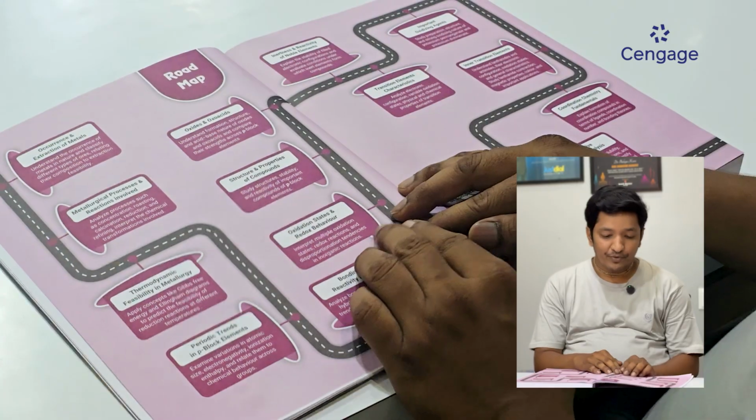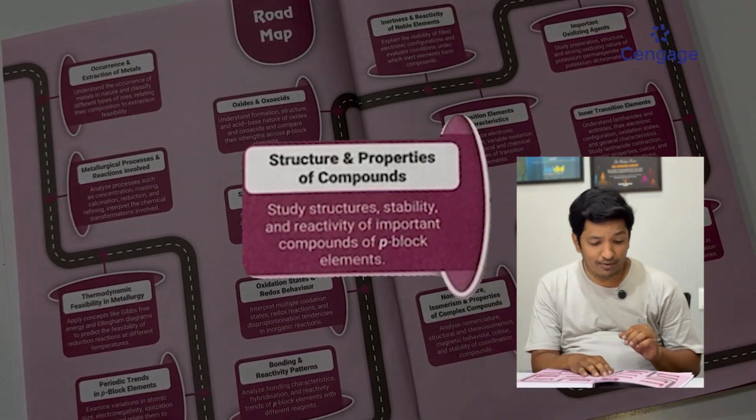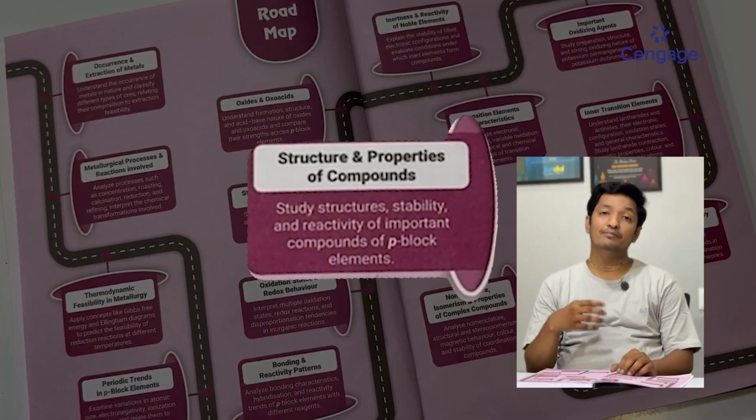What is this inert pair effect, and what will happen at different oxidation states, whether they will behave as oxidizing agents, reducing agents, or none of them. All these things you'll be seeing in this particular topic. And we move on to the structure and properties of compounds, where we see different compounds of the P block, their structures connecting to chemical bonding of part 1, right?